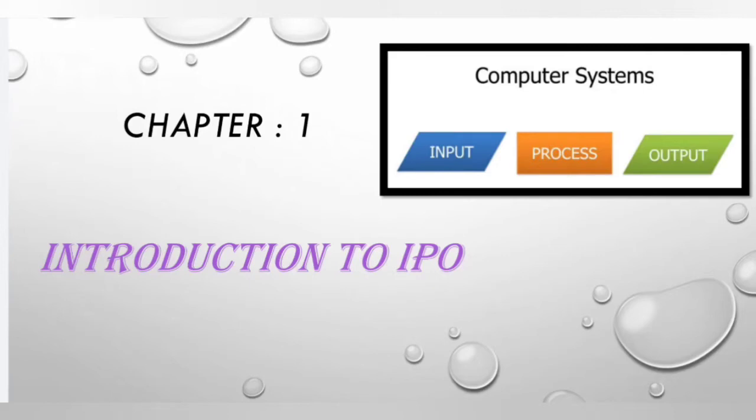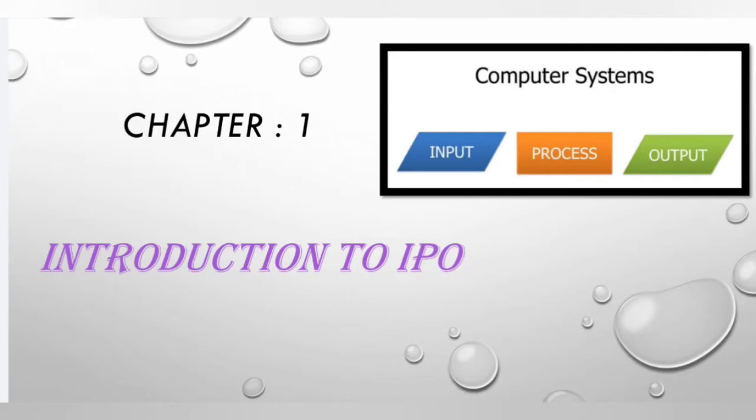See here, chapter first is introduction to IPO. Do you know the full form of IPO? IPO stands for input, process, output. In this chapter we have to study two topics: the first is the working of a computer, and the second is the advantages and limitations of a computer.